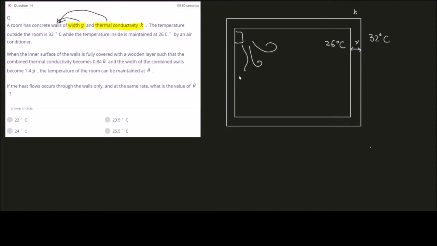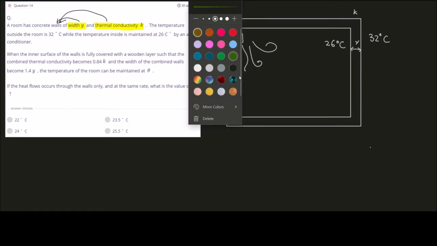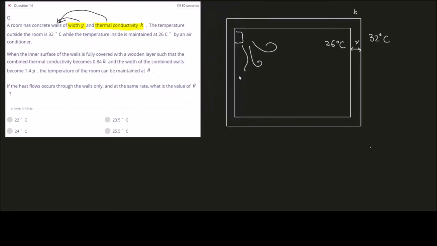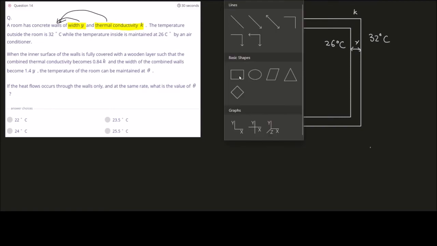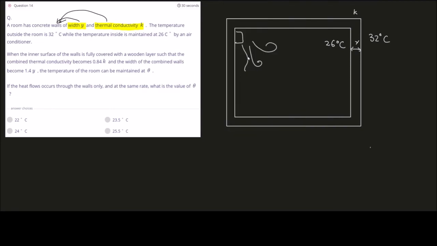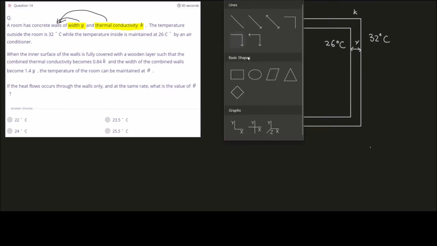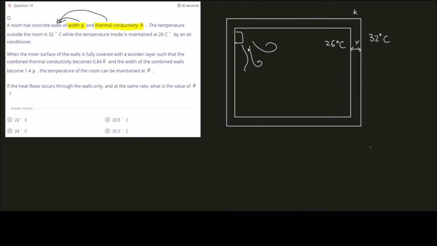So when the inner surface of the wall is fully covered with a wooden layer, now you have a wooden layer, like someone doing renovation. Oops, it's not like this. It's supposed to be a rectangle. So a wooden rectangle.